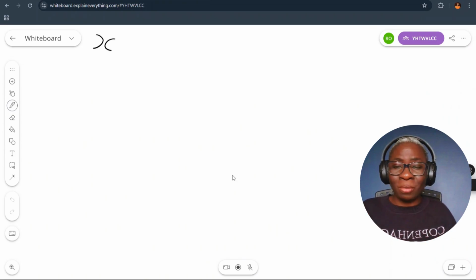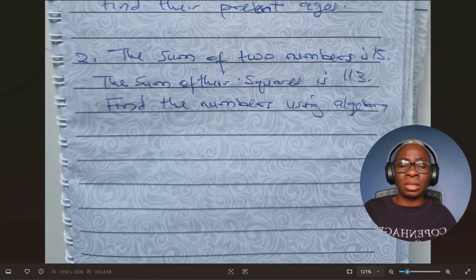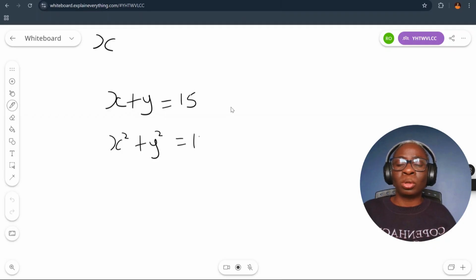So the sum of two numbers, let's bring it down. The sum of two numbers is 15. That's what the question says. The sum of their squares is 113. That is, when we square this one, x squared plus y squared will be equal to 113. This is equation 1 and this is equation 2.